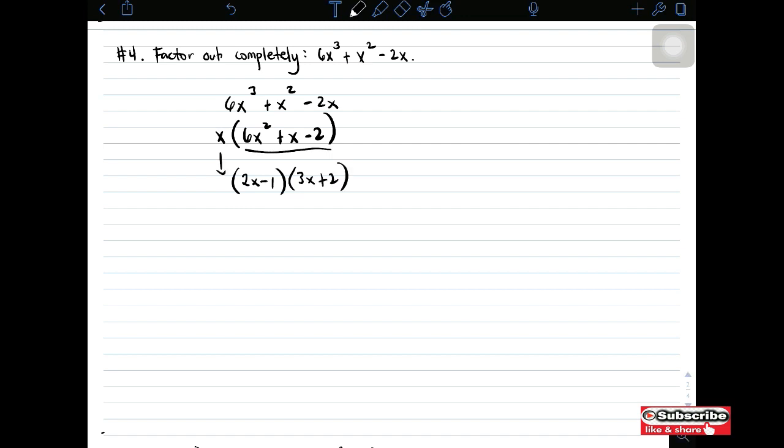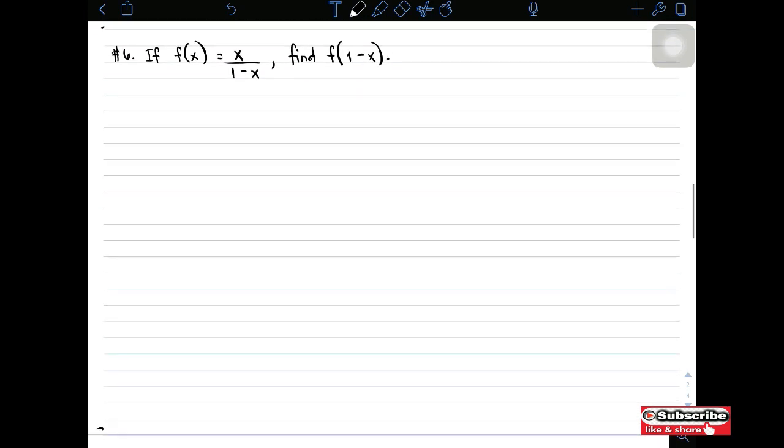And then kunin natin yung x. So these are the factors of item number 3. We have x times 2x minus 1 times 3x plus 2. So that's it for item number 4. That is our third question. Let's go with item number 6.